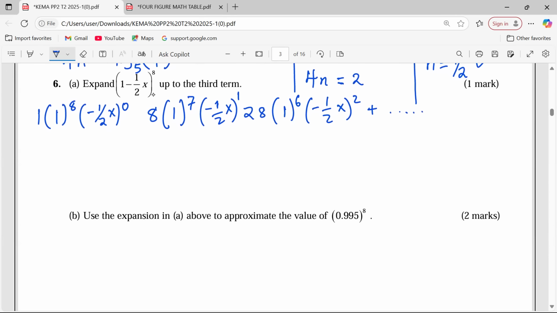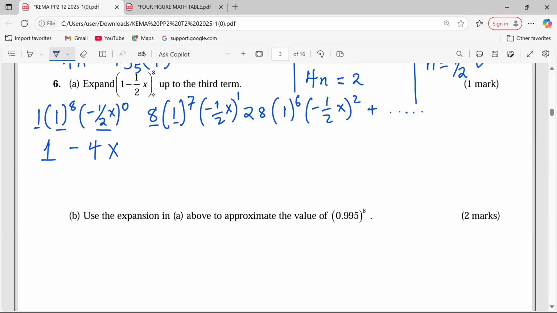At this point now, allow me expand, whereby 1 power 8 is 1, and anything power 0 is 1. Therefore, from the first term, we'll be having 1 times 1 times 1 again. Therefore, we are getting 1. Then in the second term, anything power 1 remains the way it is. Therefore, we are having 8 times 1 power 7 is just 1. 8 times 1 multiplied by negative half. So this gives us now negative 4x that way.